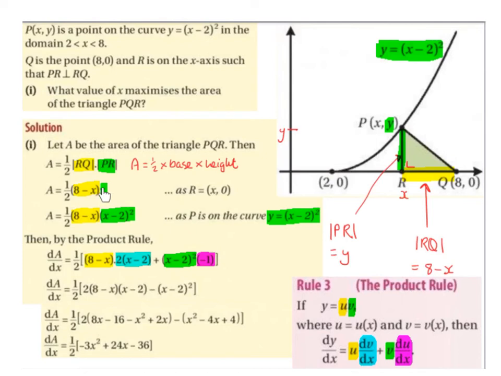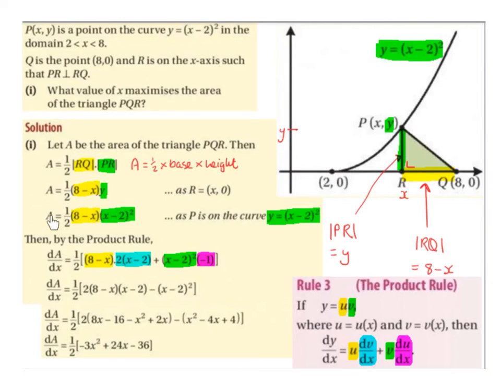And then PR is y, because this is y on the y-axis, and this is the point y. So if this is the point (x, y), this must be x on the x-axis, and this must be y on the y-axis. So we can swap the y for (x minus 2) squared, as P is on the curve y equals (x minus 2) squared, because that's what the curve is equal to. So we have area equals a half times (8 minus x) times (x minus 2) squared.